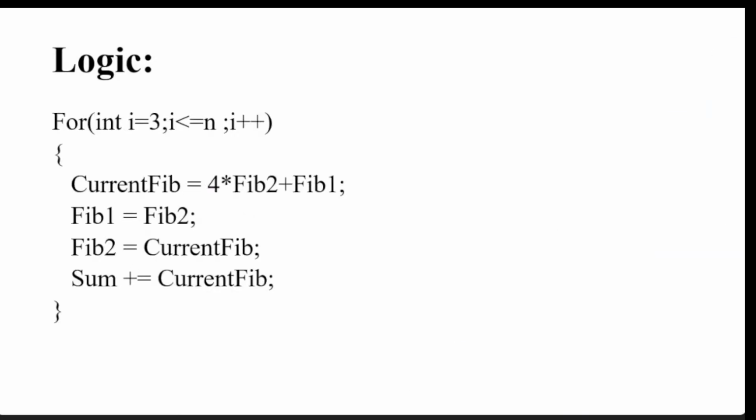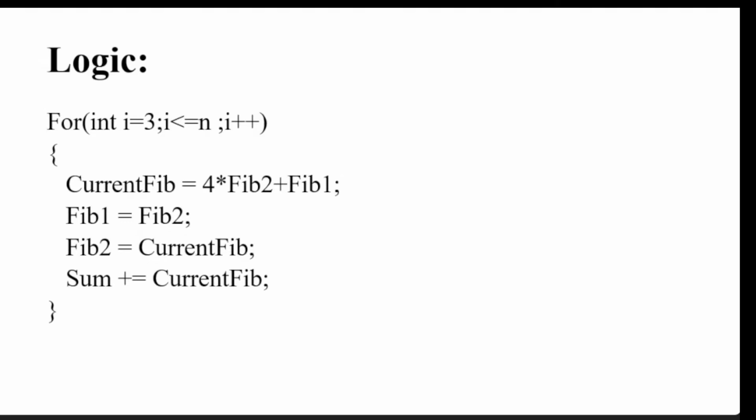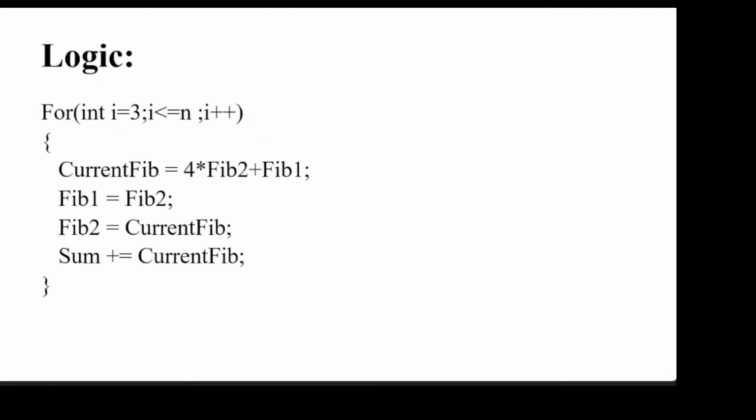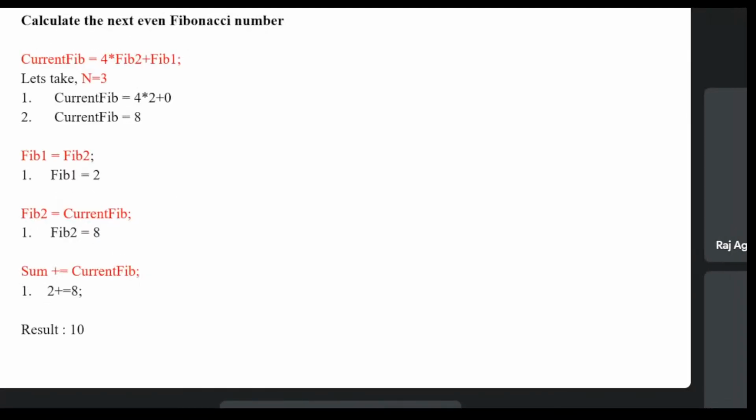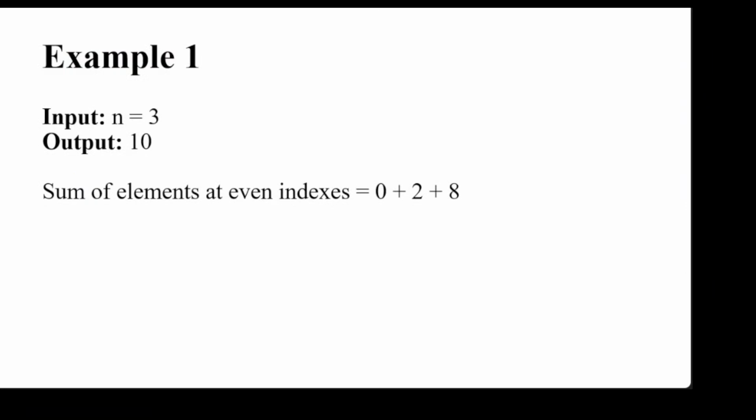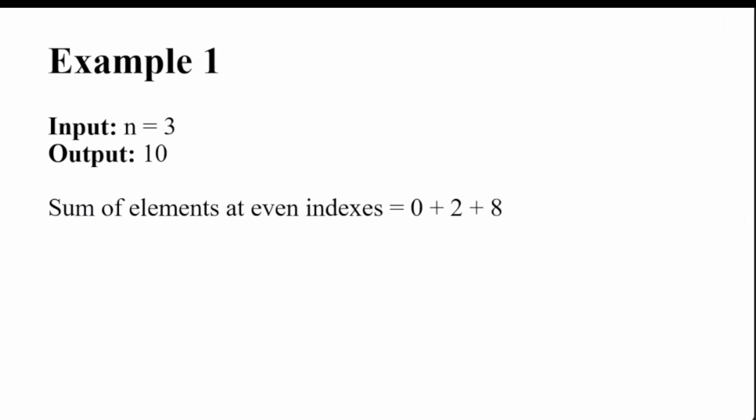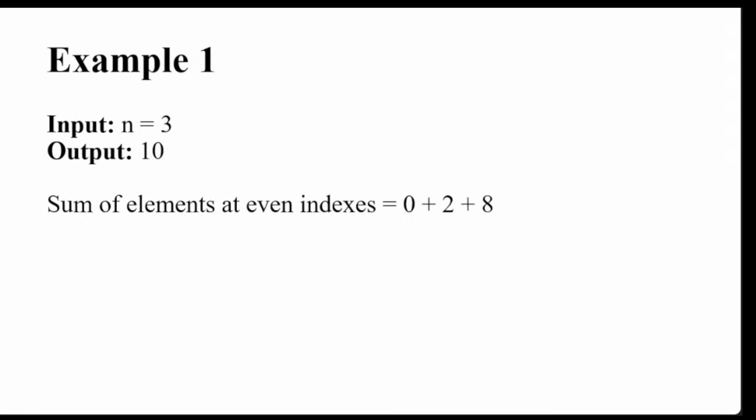So here you can see that we have used a for loop for this problem so that we can iterate and find a series of the elements till nth term. To understand this logic better, let's take an example. So this is the example. Let's take n value as 3.